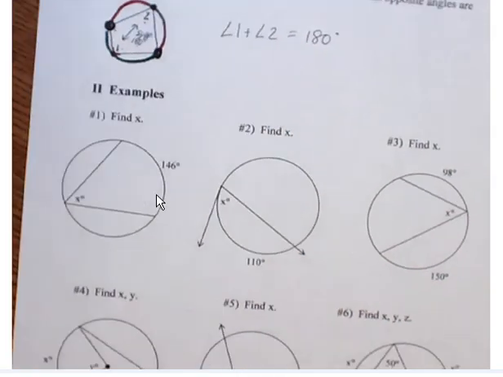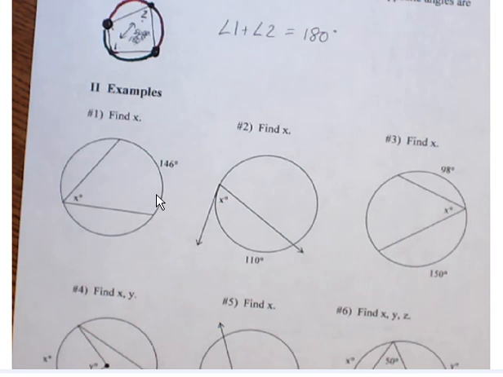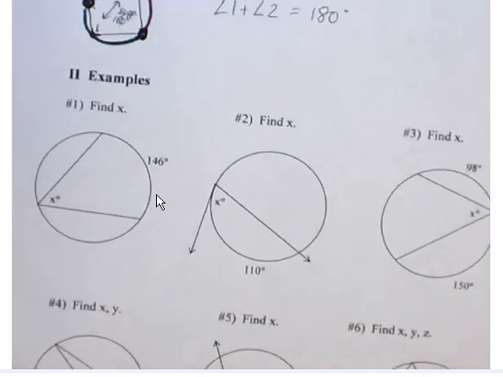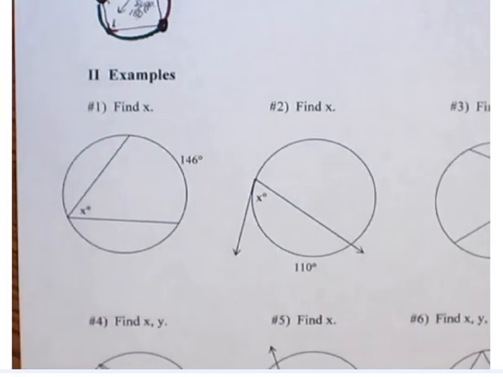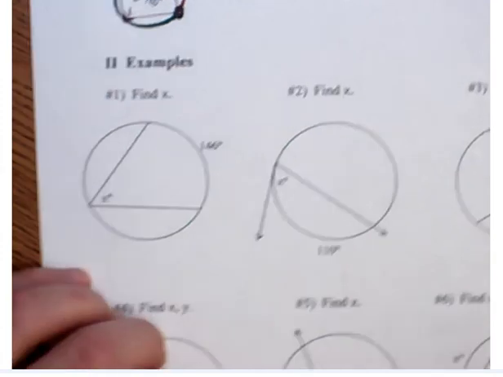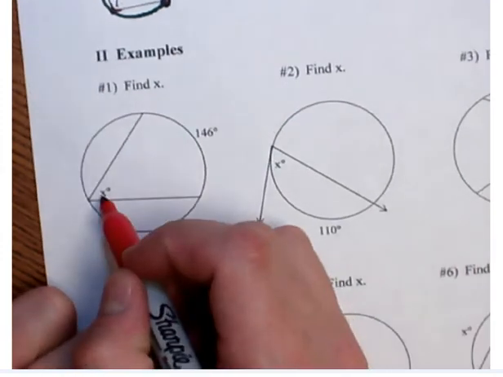Okay, so let's look at a couple examples now using the information that we've just talked about. At the bottom of your notes here, we've got 6 examples. So let's start with number 1. It says find x. All right, so let's look at the picture. Let's find x. Well, x is right there.